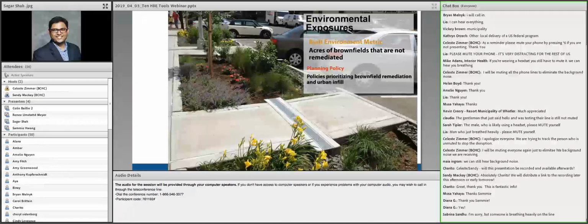Environmental exposure. One of the metrics is acres of brownfields that are not remediated. And the policy is policies prioritizing brownfield remediation and urban infill.